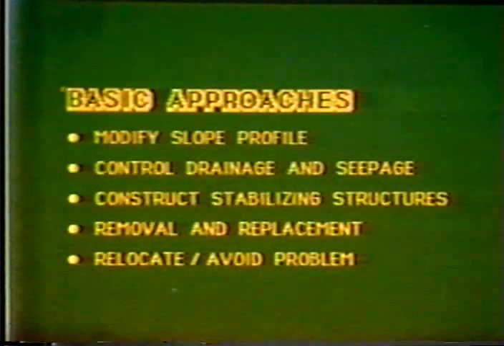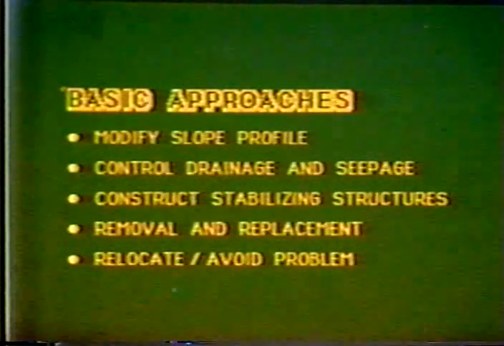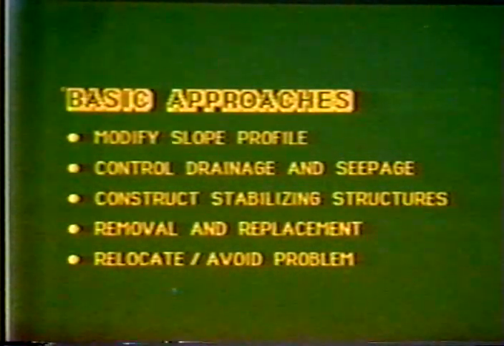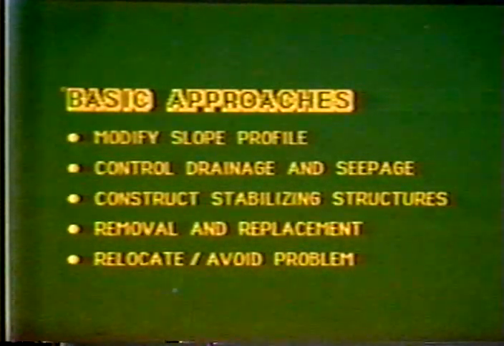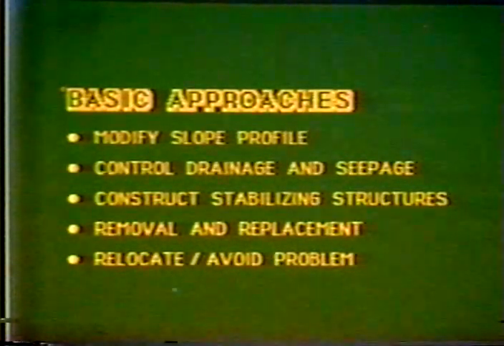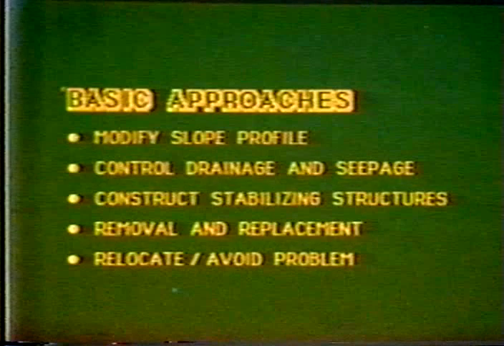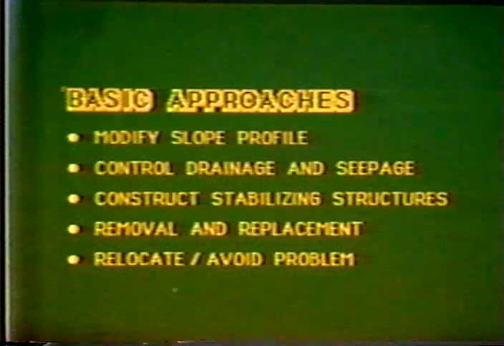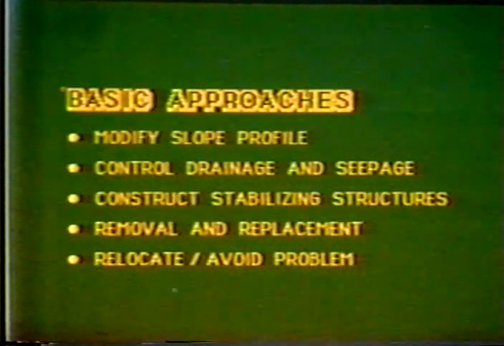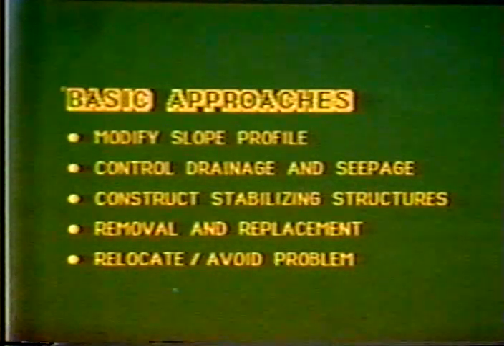Let's just briefly look at basic approaches, and there's more discussion in the manual on this, more in depth, but there's essentially about 5 approaches that we can use to repair a landslide. We can modify the slope profile in some manner, either to increase the resistant forces or maybe unload the top of it to lighten up the load at the top of the slope. And as we talked earlier, we can control the drainage and seepage. And a third method is construct stabilizing structures. And the 4th and 5th approaches are removal or replacement, and relocate it and avoid the problem.